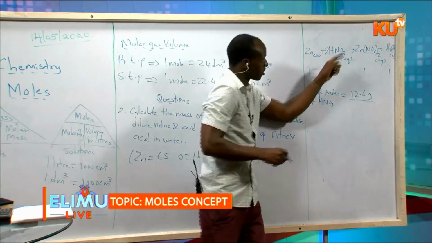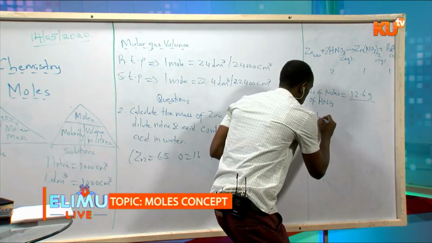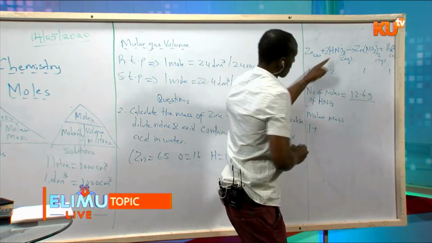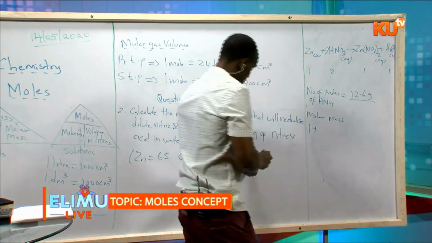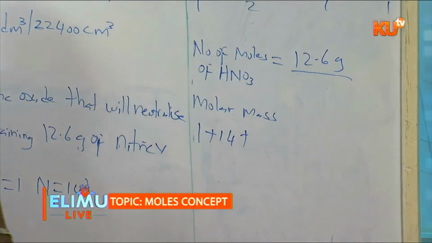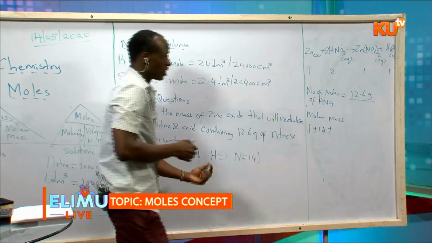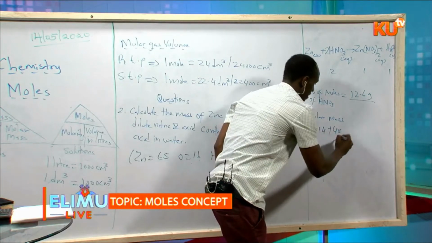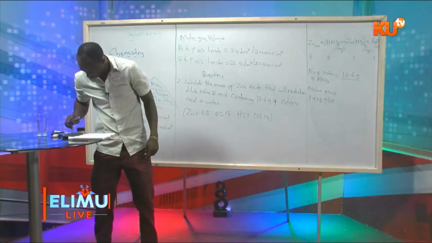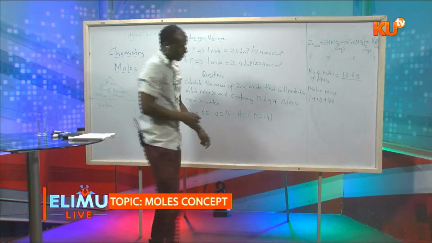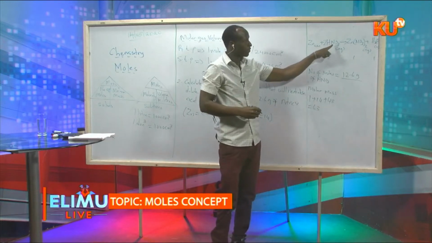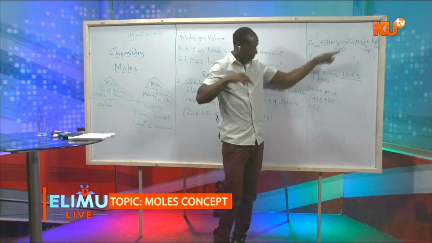So it's HNO3. Let me show you how to calculate its molar mass. We have 1 hydrogen, 1, plus nitrogen, which is 14, plus O3. O3 means there are 3 oxygen, so 16 times 3, which is 48. That gives you 15 plus 48, 63. So the molar mass is 63.